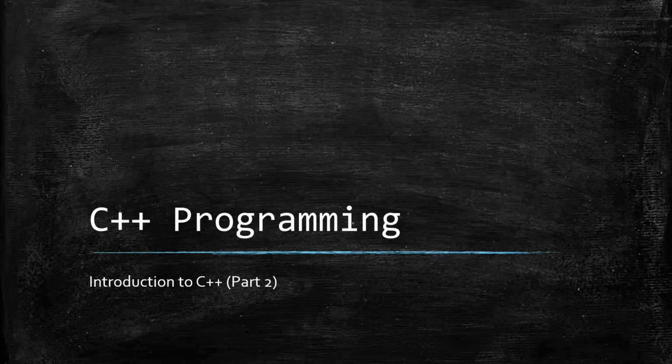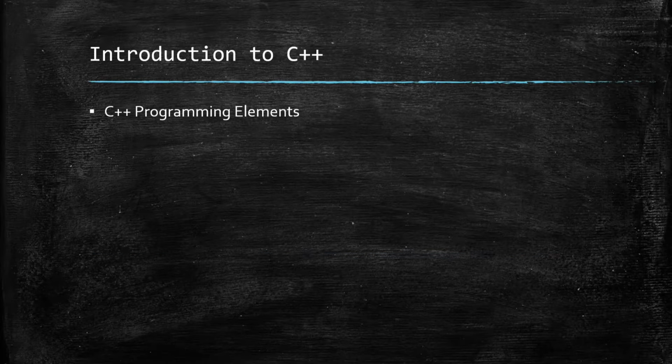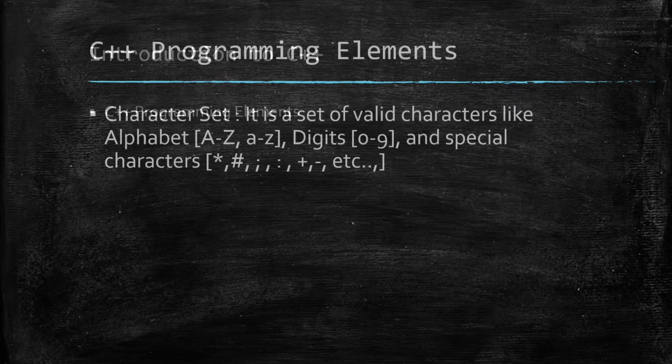In the previous videos we learned C++, Introduction to C++ Part 1. In that we learned what a program is and what a programming language is, the history of C++, as well as the characteristics of C++. So in this video we are going to continue our session, and we are going to learn C++ programming elements. Fine. So without wasting our time, let's begin.